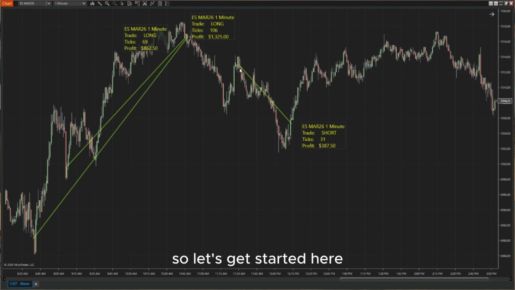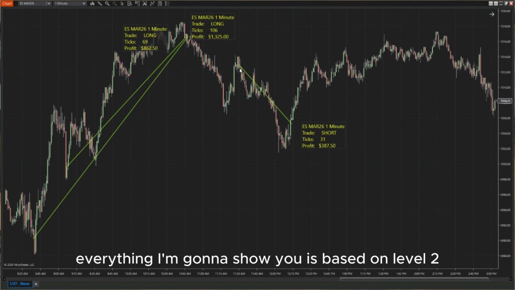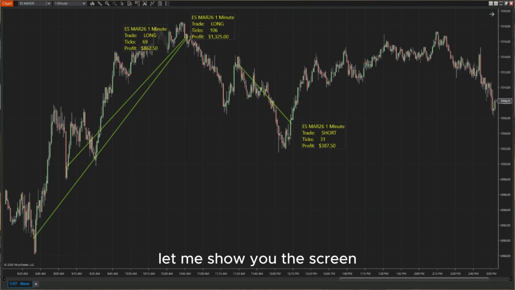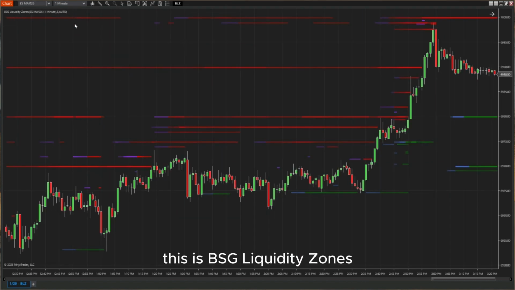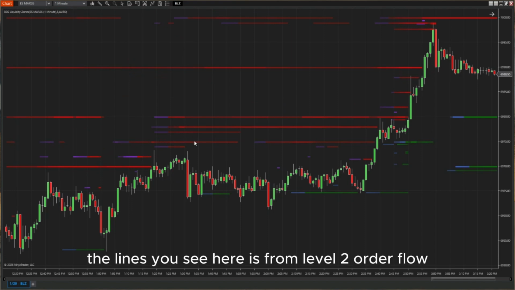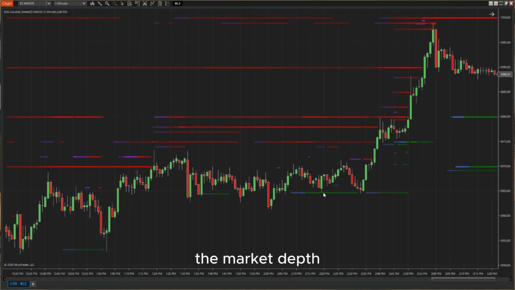So let's get started. Everything I'm going to show you is based on level 2. What do I mean by level 2? Let me show you the screen, what indicator I'm using, what product I'm using. This is BSG liquidity zones. The lines you see here are from level 2 order flow, the market depth.